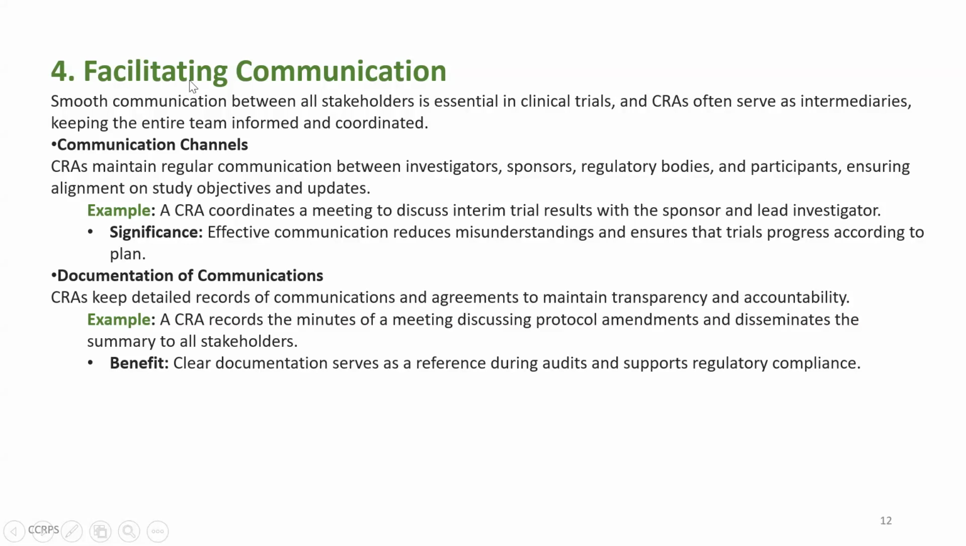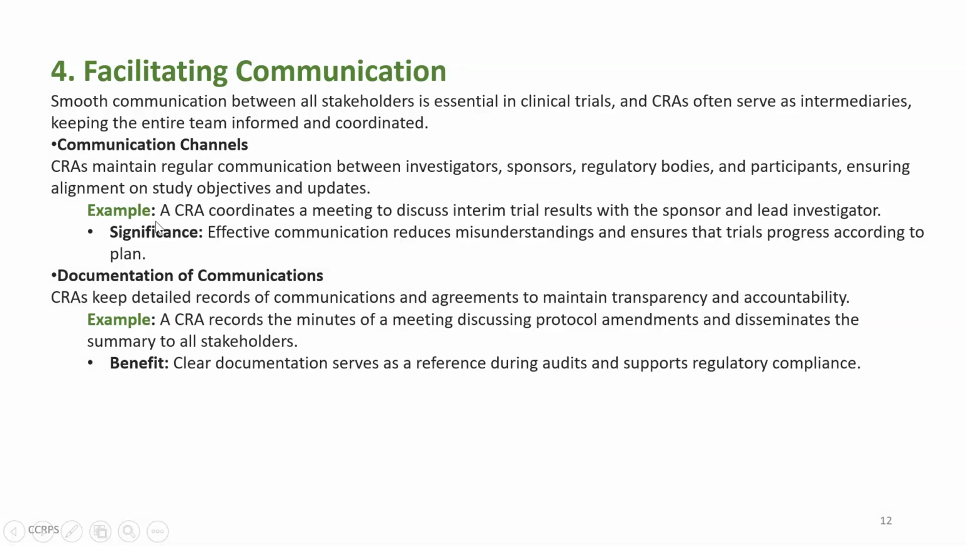Another key point: facilitating communication. Smooth communication between all stakeholders is essential in clinical trials, and CRAs often serve as intermediaries, keeping the entire team informed and coordinated. Communication channels: CRAs maintain regular communication between investigators, sponsors, regulatory bodies, and participants, ensuring alignment on study objectives and updates.